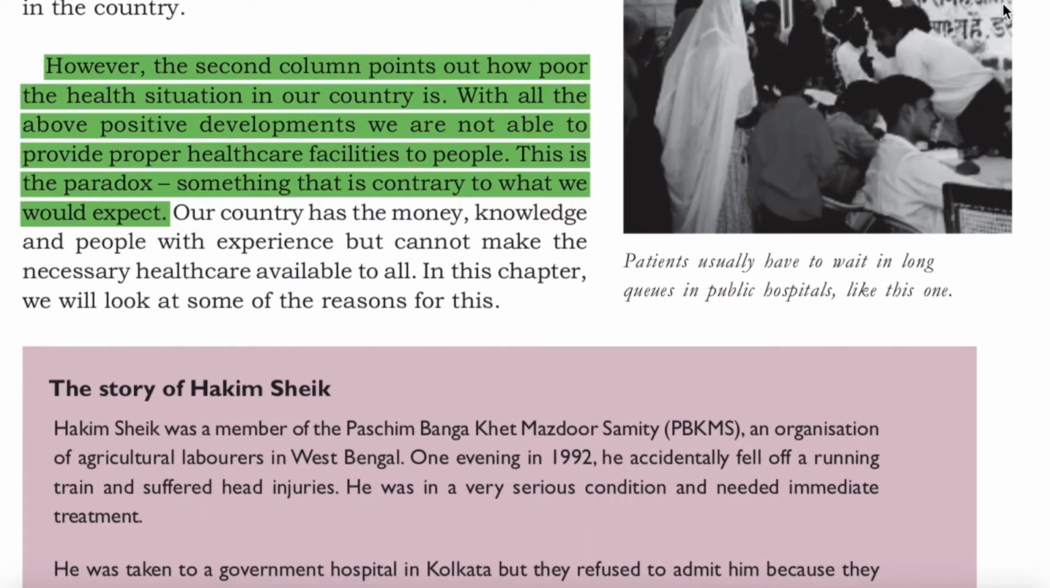However, the second column points out how poor the health situation in our country is. With all the above positive developments, we are not able to provide proper healthcare facilities to people. This is the paradox, something that is contrary to what we would expect. Our country has the money, knowledge, and people with experience but cannot make the necessary healthcare available to all. In this chapter, we will look at some of the reasons for this.